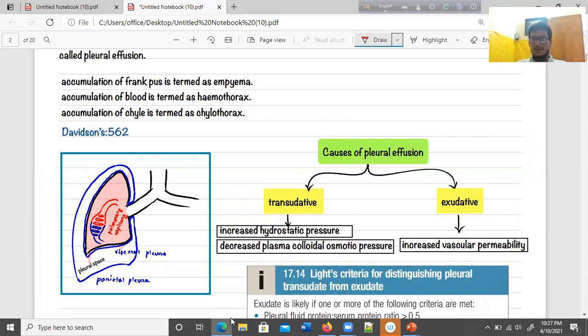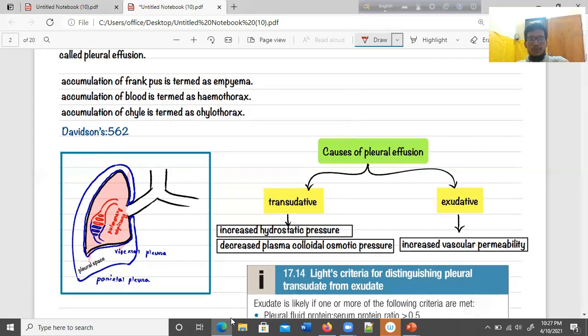So in my lecture on pleural effusion, in my previous lecture, I have mentioned the causes of pleural effusion. There I have discussed that there are two types of pleural effusion actually. One is transudative and another one is exudative. If the cause is associated with infection or inflammation, then the pleural effusion will be exudative, and if the cause of pleural effusion is associated with a non-inflammatory cause such as heart failure or liver cirrhosis or nephrotic syndrome, then the pleural effusion will be transudative.